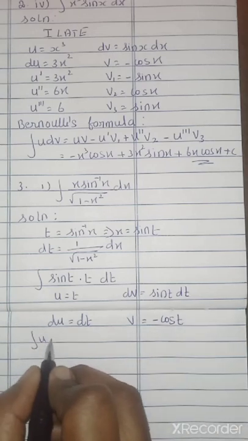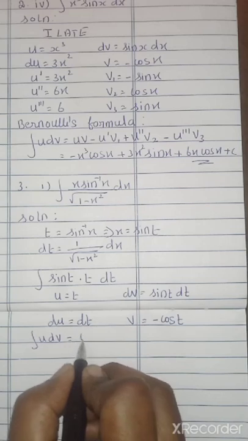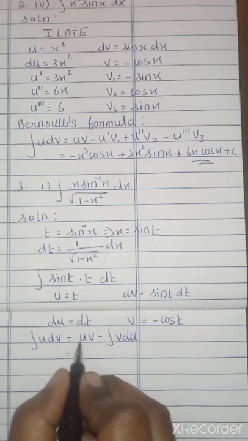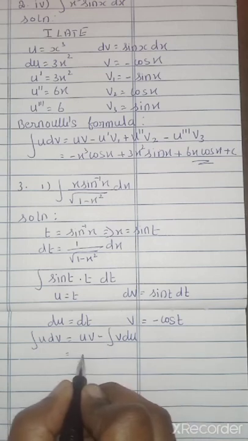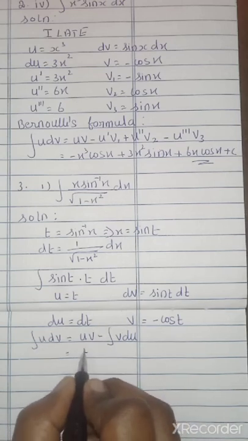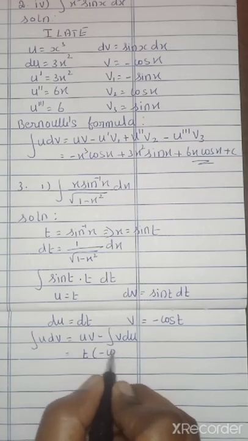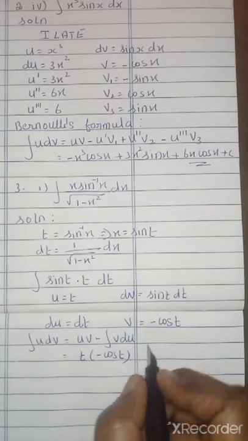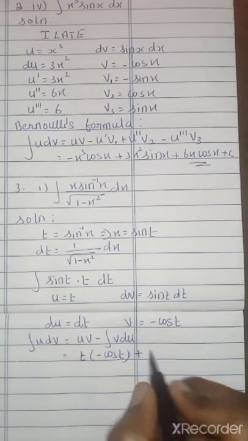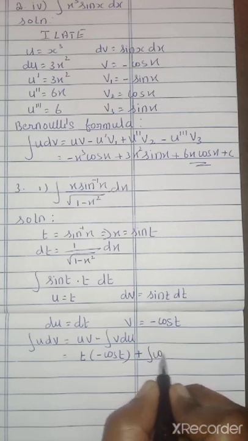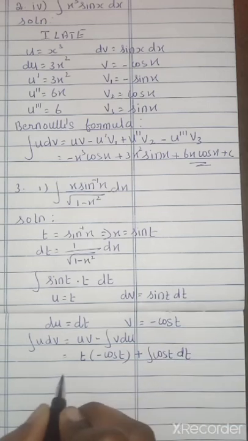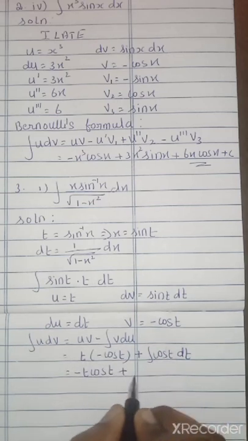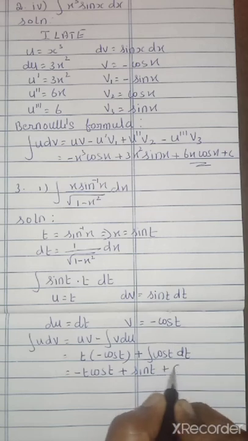What is your formula? Integral u dv equals uv minus integral v du. Substituting the u, v, du values, you will get minus t cos t, and since we have a minus one here, this will become plus integral cos t dt. So you will get minus t cos t plus the integration of cos t, which is sin t, plus t.